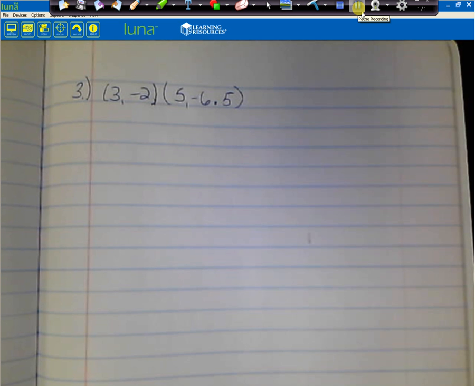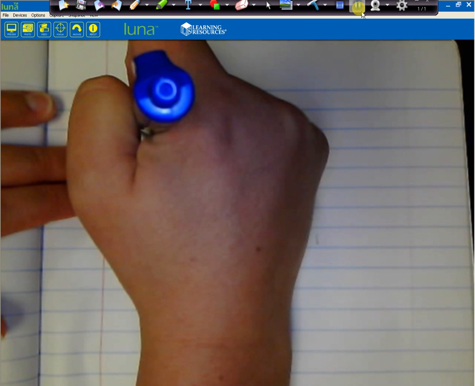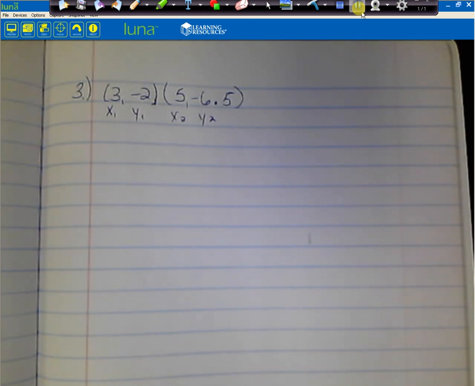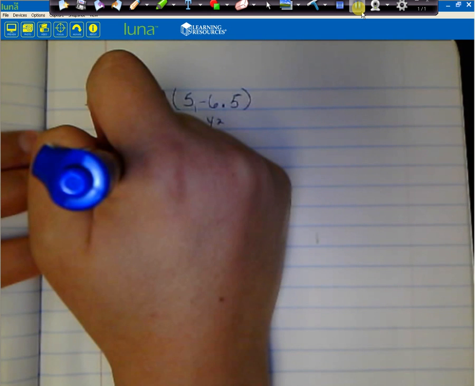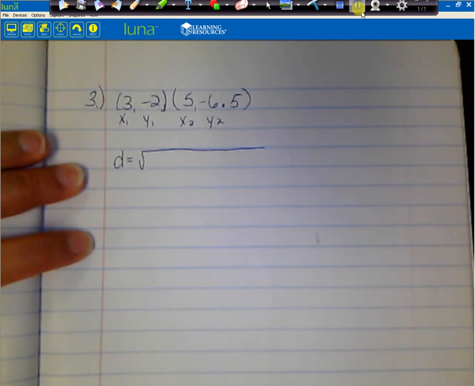All right, here's problem number 3, and we're going to find the distance of these 2 points using the distance formula. So go ahead and write that down. We've got the point 3, negative 2, and the point 5, negative 6.5. Again, first thing I'm going to do here is label these x1, y1, x2, y2. And I'm going to use the distance formula because that's what it's asking me to do. It's asking me to find the distance. So I'm going to rewrite the distance formula.